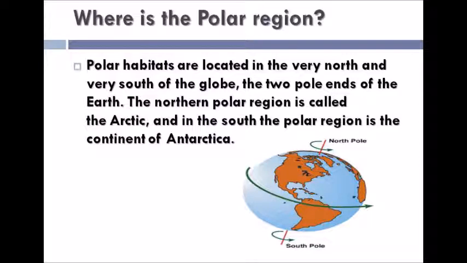If someone asks a question, where is the polar region? What is your answer? Answer is polar habitats are located in the very north and very south of the globe, the two pole ends of the earth. The northern polar region is called the Arctic, and in the south, the polar region is the continent of Antarctica. You can see in the picture North Pole and South Pole.